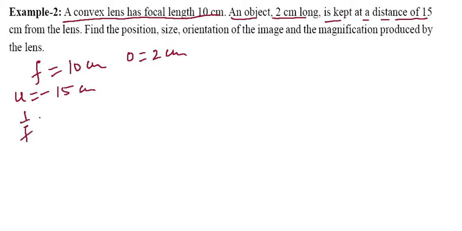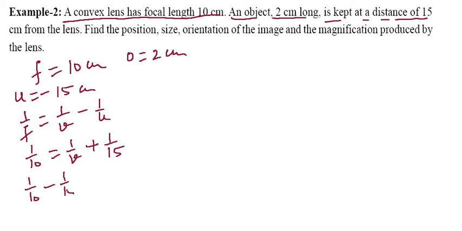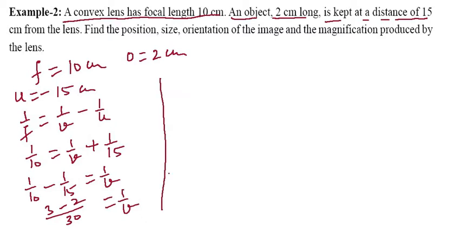So now we can find the V. The formula is 1 upon f is equal to 1 upon v minus 1 upon u. Now it is 1 upon 10 is equal to 1 upon v minus minus 1 upon 15. Now transfer to left hand side, so 1 upon 10 minus 1 upon 15 is equal to 1 upon v. Taking their LCM, LCM is 30, so 1 upon v is equal to 3 minus 2, that is 1, upon 30. So v is equal to 30 cm. So that is your answer.